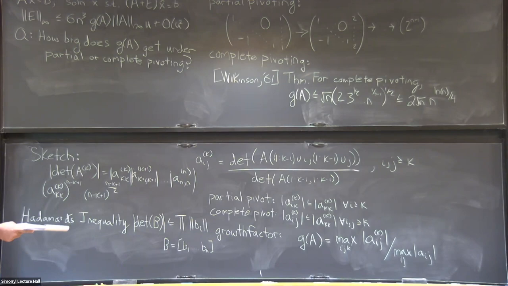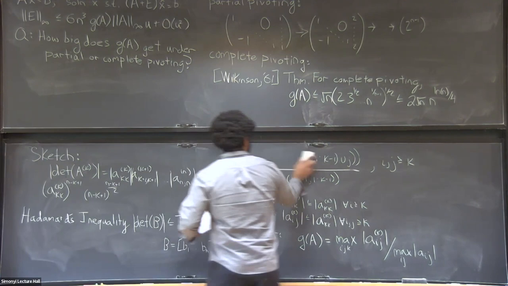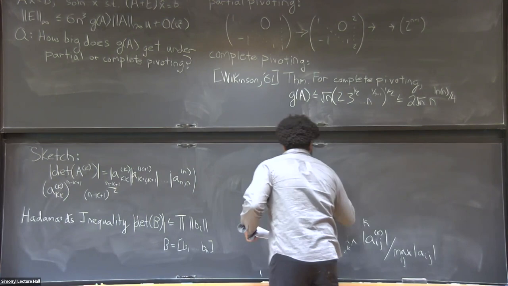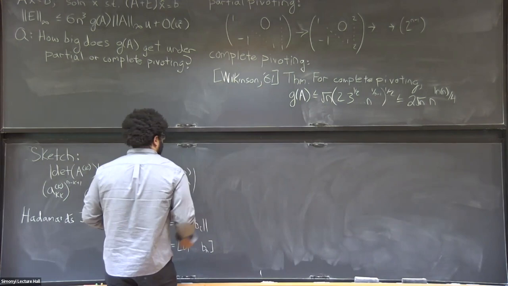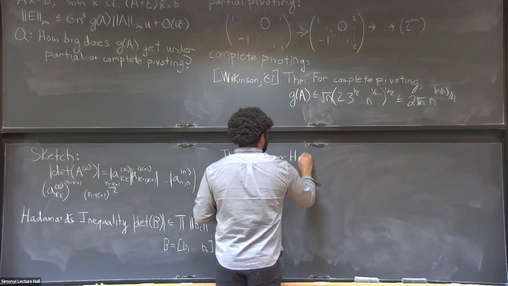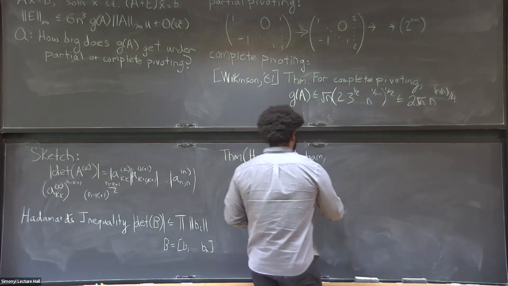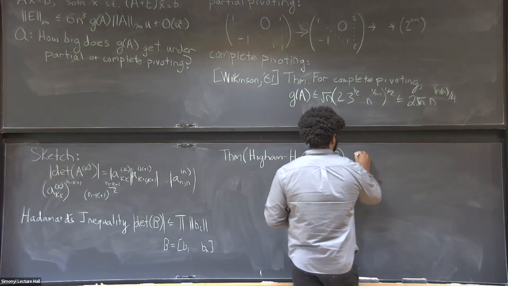Okay, and this is really the best anyone can do. And as far as lower bounds, I'd like to show you a quick little result of Higham and Higham from the year 1992. And the result's as follows. Suppose you have some matrix A. It's non-singular.